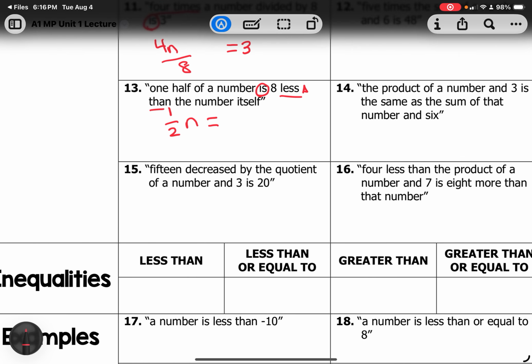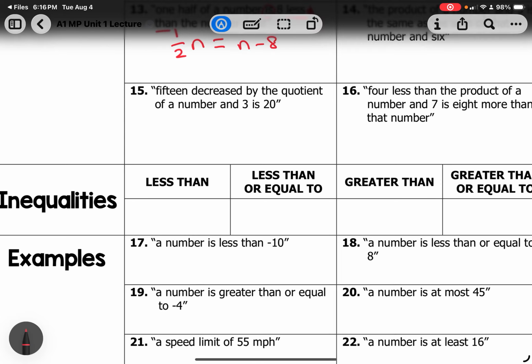Number 15, we have 15 decreased by the quotient of a number and 3 is 20. Okay, I've got the is 20. I got that part down. Okay, 15 decreased. That's not a turnaround, so I can just do it normally. 15 decreased by the quotient. That's division. We have a quotient of a number and 3.